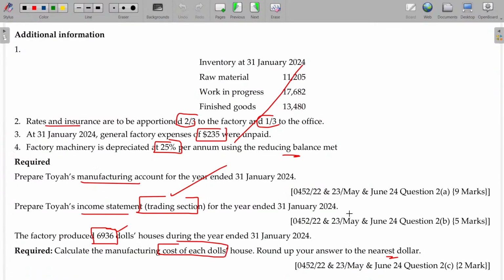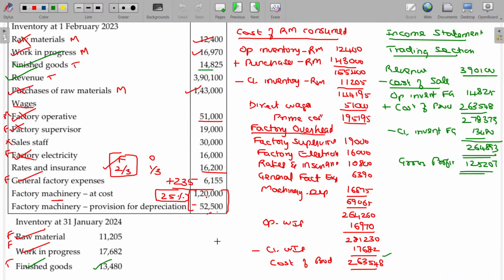Finally, one more question. 6,936 dolls were produced, and you have to calculate the cost of each doll. This entire amount is for producing 6,936 dolls. So the total cost of production is divided by this number to find out the cost per doll. $38, rounded off to the nearest whole dollar. Okay, $38.